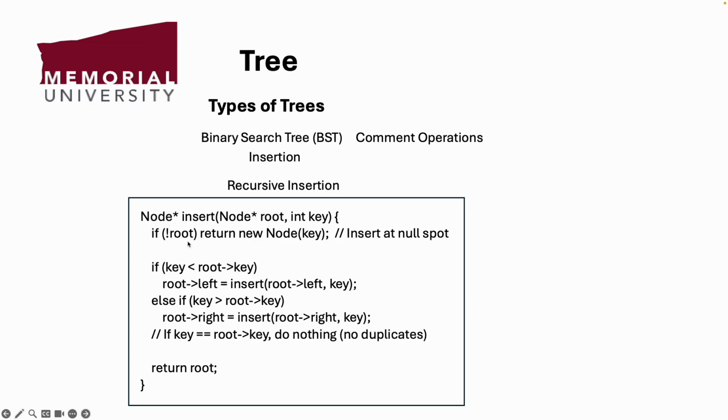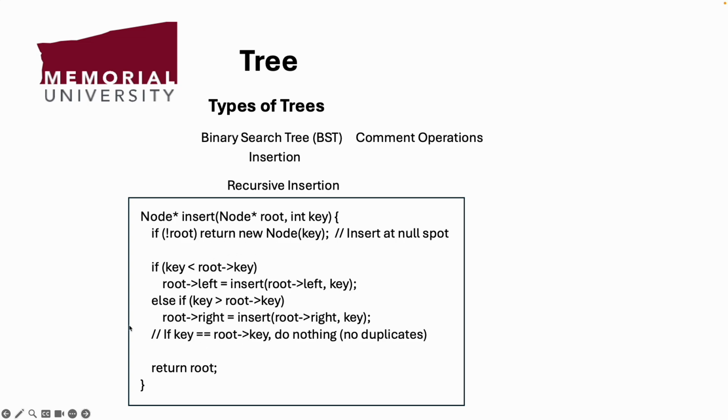First, if this is an empty tree, we just insert at that spot, just insert the value. Okay, so as we know, a single node is also a binary search tree. So if there's an empty tree, we just insert the node itself.